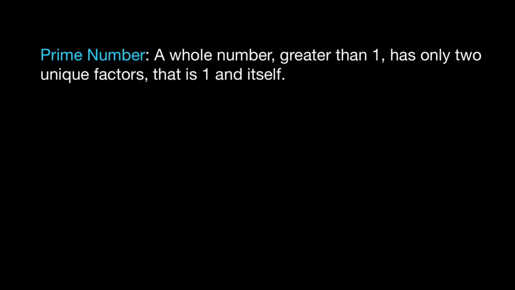Before we get into why 0 and 1 are not prime numbers or composite numbers, let's learn the definitions of them. First, a prime number is a whole number greater than 1 that has only two unique factors, that is 1 and itself. For example, 2 is a prime number because 1 times 2 will give you 2. There are two unique factors.